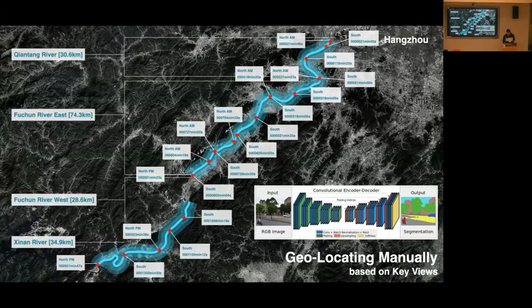As you can see, the river name is a little bit complex because it has 3 names in 3 different segments, but it's an entire complete river: the Qiantang River, Fuchun River, and Xin'an River. Due to the broken video, there's some missing part here, but it doesn't matter. We just analyze what we have.